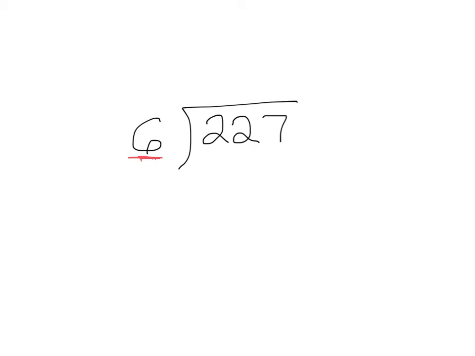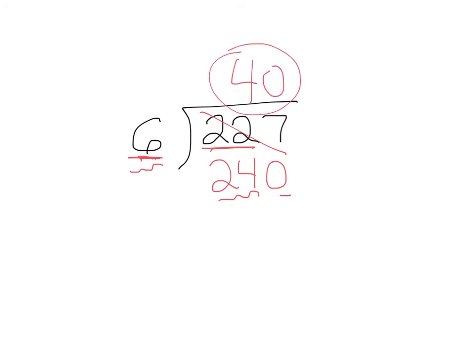And so now I need a number that's close to 22 that 6 will divide into, 24. So I'm going to change this to 240. And there's no zeros to cross off. And so I have 24 divided by 6 is 4. And I add this 0. And there we go. We get 40.